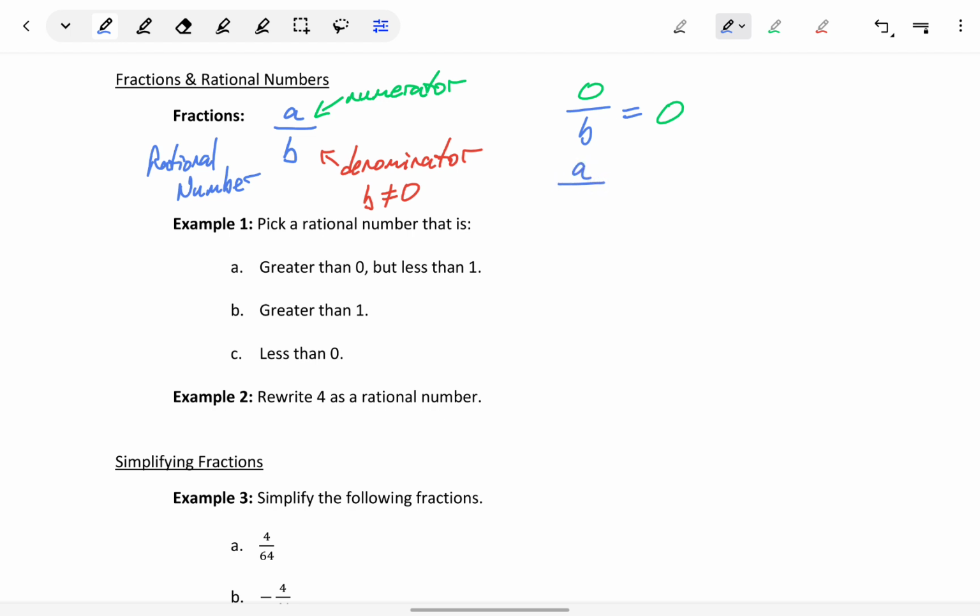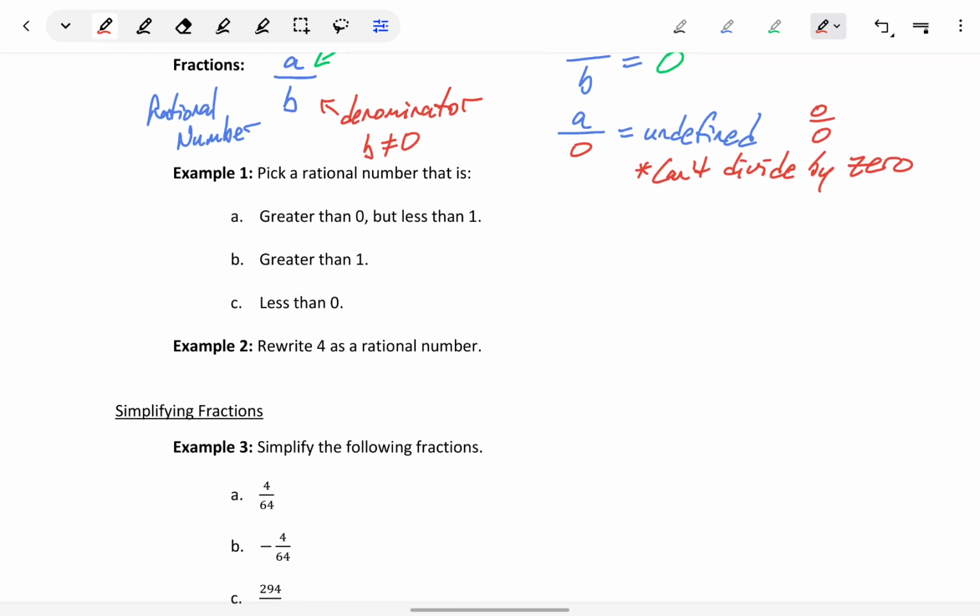A fraction like a divided by 0 we would refer to as undefined, or in the very specific case where we have 0 divided by 0, we would refer to that as indeterminate. But for our purposes, that distinction is not important. All we really need to keep in mind is that we can't divide by 0. So our fractions can't have a 0 in the denominator.